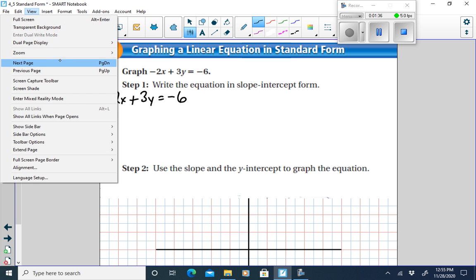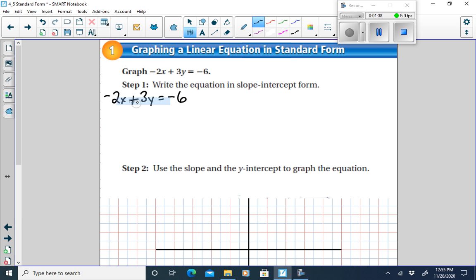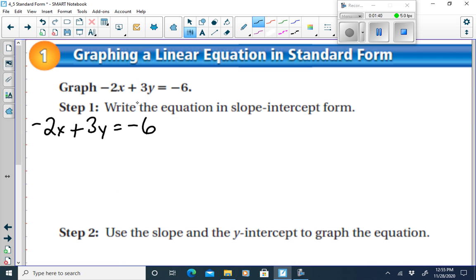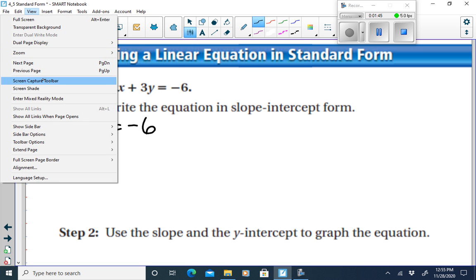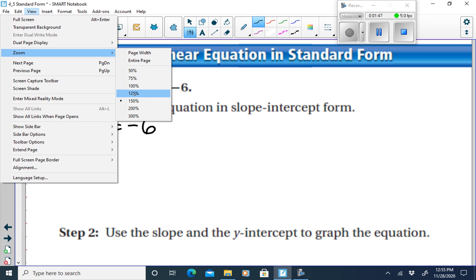Right, let me just make this a bit bigger. All right, there we go. So if we do that, right, a little smaller, let's zoom out 125.